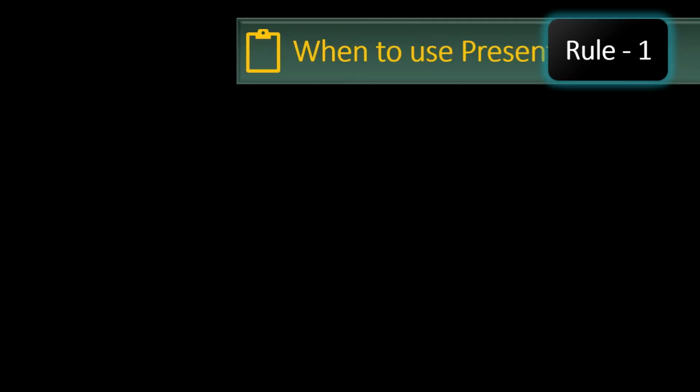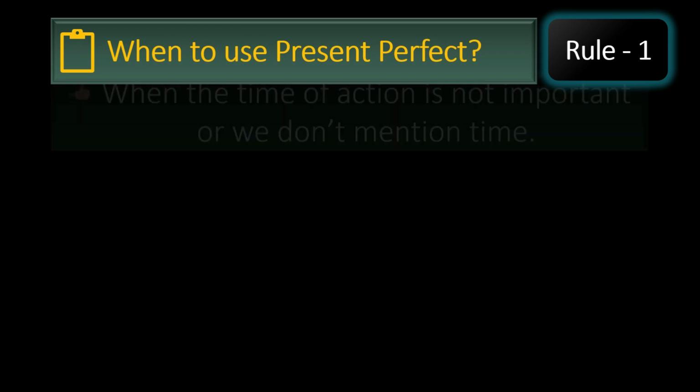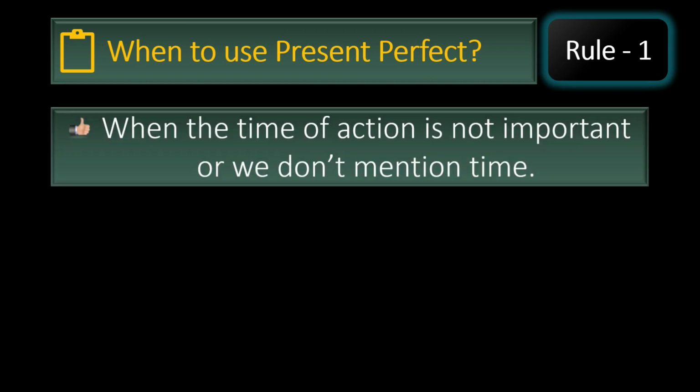Now, simple past is easy, but when it comes to present perfect tense, we need to understand a few rules to really understand how the present perfect tense works. The first rule is this. We'll talk about when to use present perfect. We use present perfect tense when the time of action is not important, or we don't mention the time of action.